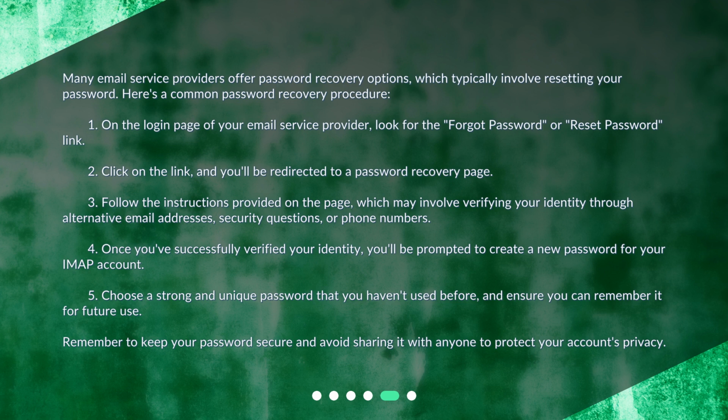3. Follow the instructions provided on the page, which may involve verifying your identity through alternative email addresses, security questions, or phone numbers. 4. Once you've successfully verified your identity, you'll be prompted to create a new password for your IMAP account. 5. Choose a strong and unique password that you haven't used before, and ensure you can remember it for future use. Remember to keep your password secure and avoid sharing it with anyone to protect your account's privacy.